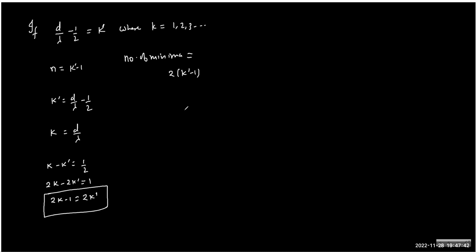So number of minima can be 2k dash minus 1. Okay, this turns out to be 2k dash minus 2, right? Yes, this is 2k dash minus 2. That's it. Okay, they're not the same. I mean, they're not equal, but this should not be the case. They must be equal.